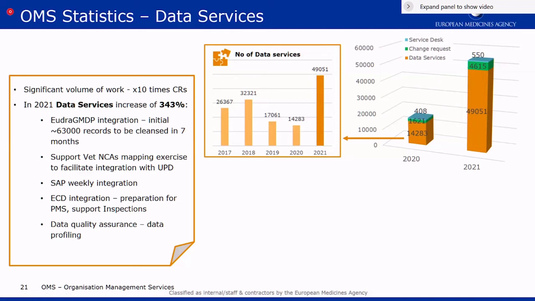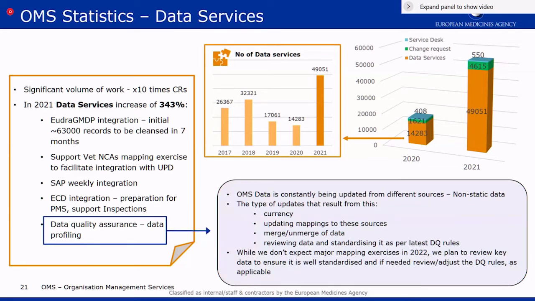In this scope, we also saw an increase. Comparing 2020 to 21, we had an increase of almost 350%, so a significant increase. This was due to the preparation for the integration with the other GMDP, where we did a major cleansing in a very short period of time as part of the preparation for the integration with UPD. And last but not least, the maintenance of our data quality through data profiling. This is something we'll see later in this presentation as well.